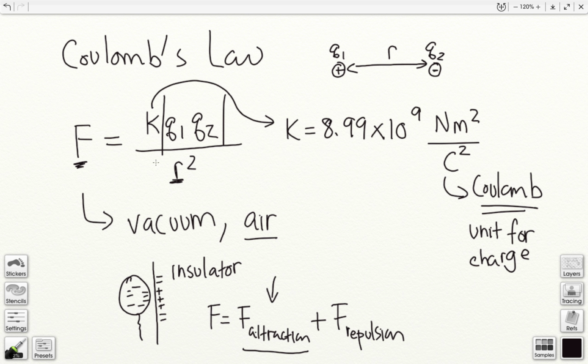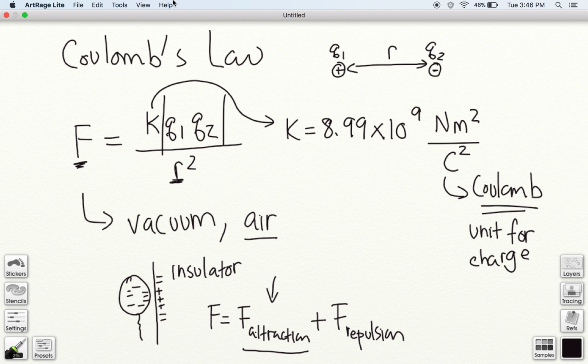After you have the value of your force, you need to go back to the problem and look at the signs of the charges, and that will help determine what direction the force is in. So this equation lets you find the actual number of the force, and then you go back to your problem to figure out in what direction the force is acting. The next few videos will go over problems that relate to charge and Coulomb's law.